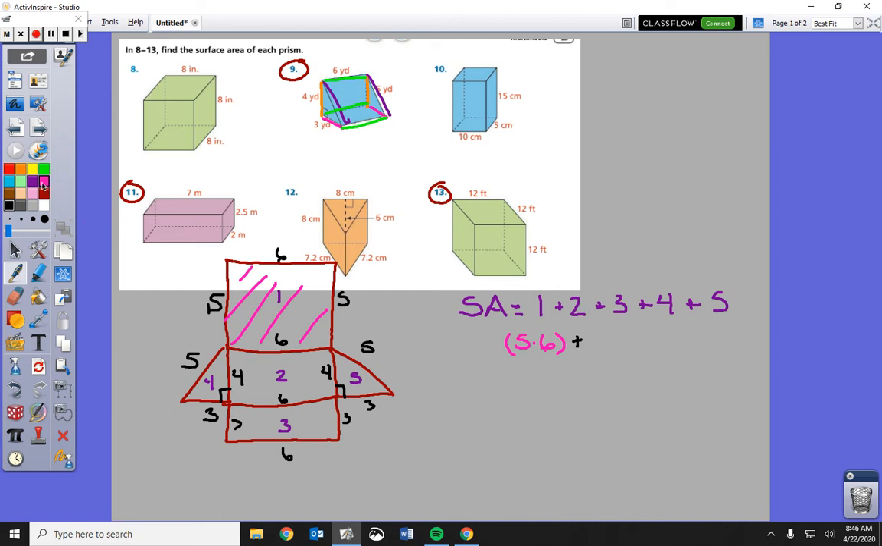Now let's go back to the illustration. Here is face 2. And the dimensions for face 2 are 4 by 6. So plus 4 times 6, close parentheses, plus the area of face 3, which is down here at the bottom. Face 3 looks to be 6 by 3. So we got plus 6 times 3. I'm running out of room here.